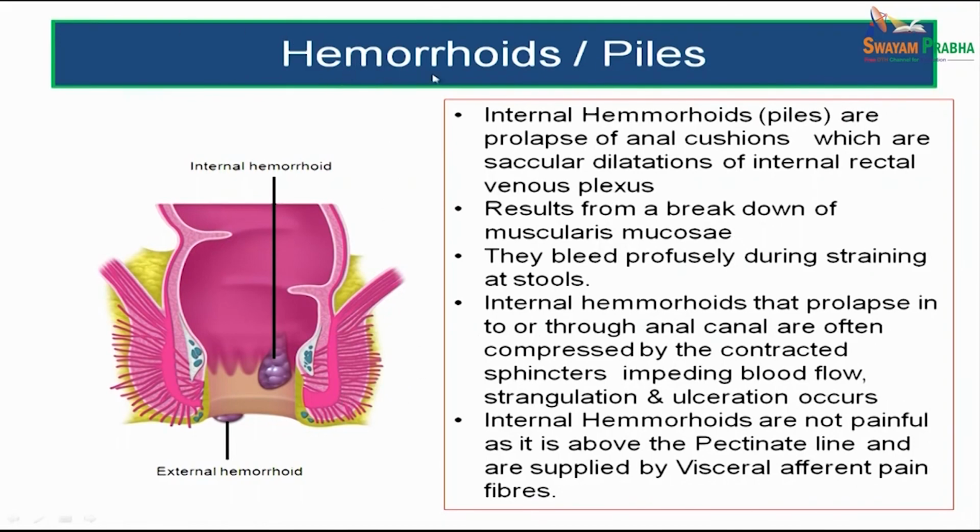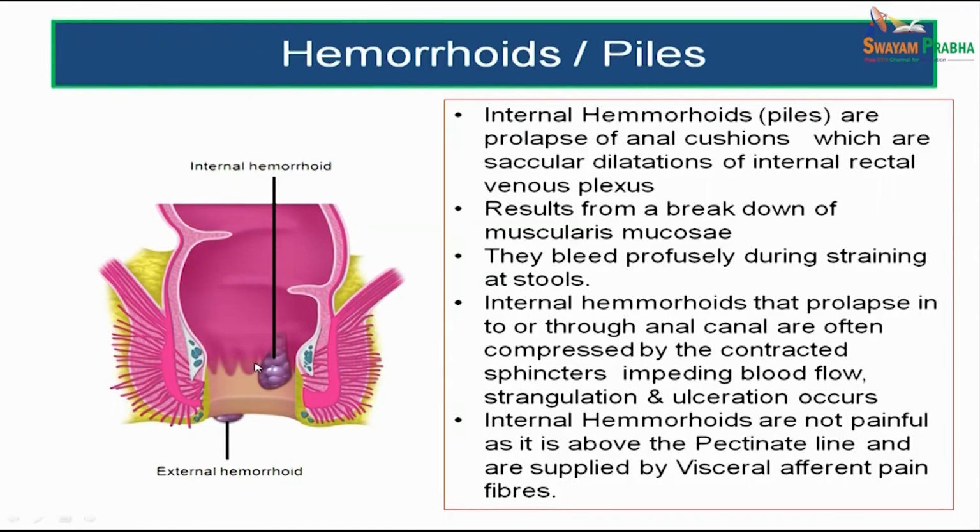Coming to the clinical condition hemorrhoids, which is commonly referred to as piles, internal hemorrhoids or piles. They are nothing but prolapse of the anal cushions, which are saccular dilatations of the internal rectal venous plexus. As I have already told you, in the submucosa you have the internal rectal venous plexus. So, internal hemorrhoids are because of the saccular dilatations of the internal rectal venous plexus, as you can see from this picture. They occur because there is going to be a breakdown of the muscularis mucosae.